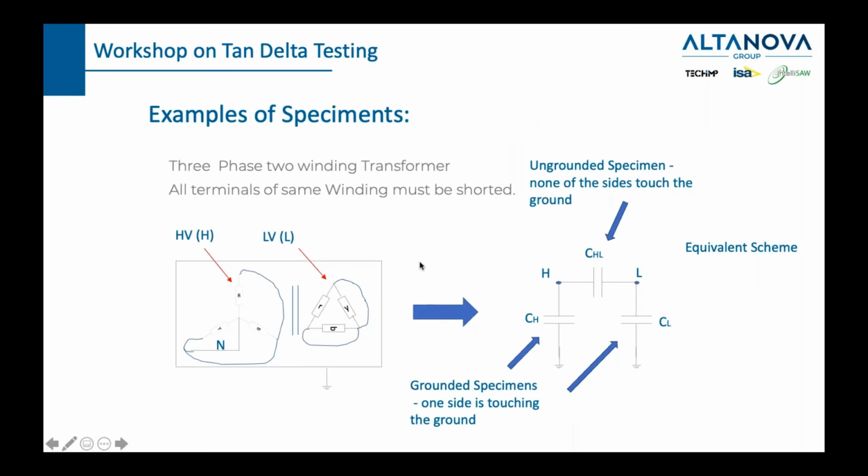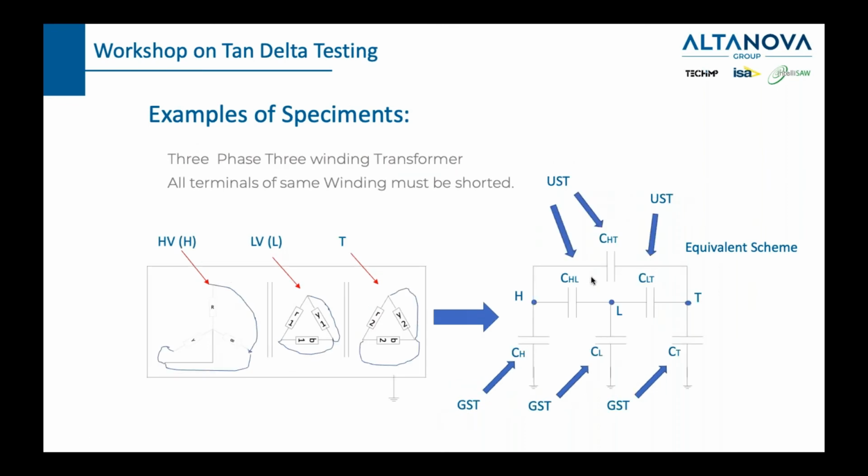So let's see the equivalent scheme of a transformer which has a primary and secondary side. We have 3 specimens: CH, this one, CL, this one, and CHL. We can see that this will be measured with an ungrounded specimen mode, since it's not touching the ground at any point, and these 2 will be measured with a grounded specimen because they are touching earth at one point. So this is GST or GSTg, and this is a UST. If we have a transformer with primary, secondary, and tertiary side, then we have 3 specimens which will definitely be measured with the GST or GSTg mode, and we have another 3 specimens which will be measured with a separate UST mode, because UST means they're not touching the ground.